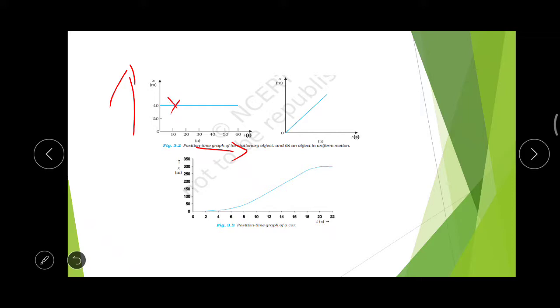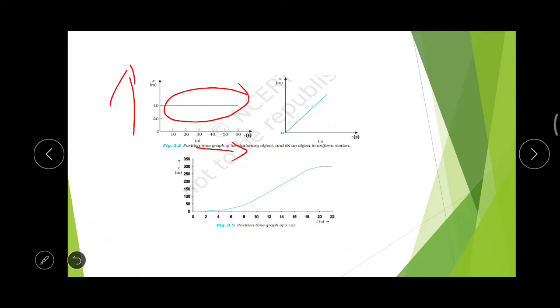After 20 seconds also the body is at 40 meters. At 30 seconds it is at 40 meters only. In such a way you will get the graph as a straight line parallel to the x-axis, or the time axis. The time is changing but the position of the body is not changing, it is constant, that is, the body is at rest.